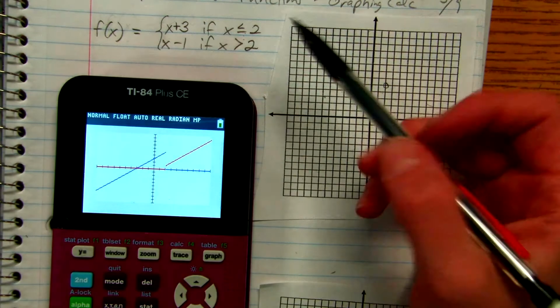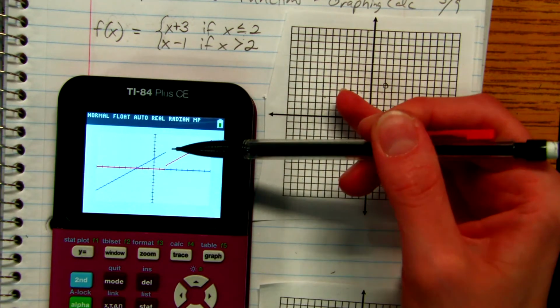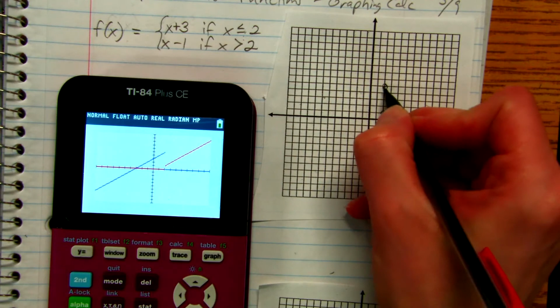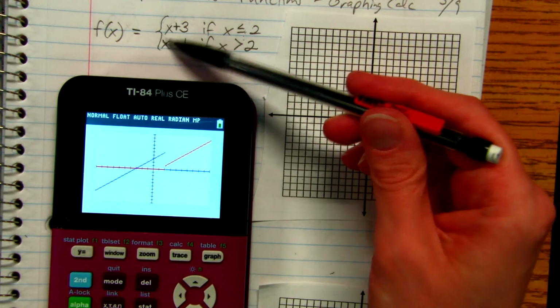So if we look, this first graph is x plus 3. That's the one that I have in blue. So that's this one, and it has the equal to bar, so this one gets filled in, that one gets left open. And then we do need to still understand a little bit about slope.